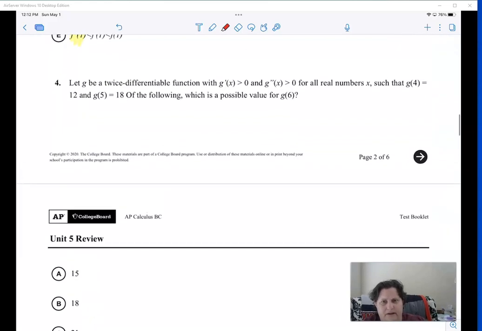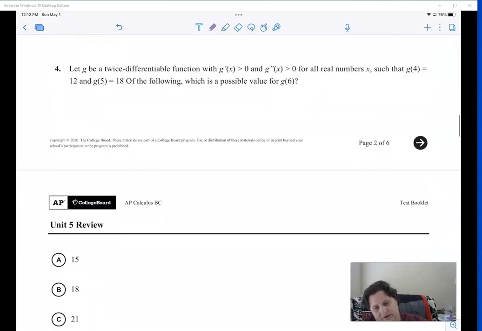All right. Let G be a twice differentiable function. Okay, I'm going to actually interpret that right now. If the derivative is greater than 0, it's increasing. If the second derivative is greater than 0, it's concave up. Now we have G of 4 is 12, G of 5 is 18. I just like to picture this. 4, 12, 5, 18. So it's getting bigger, that's getting bigger, okay?